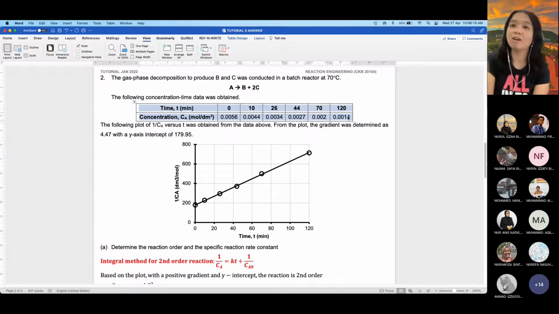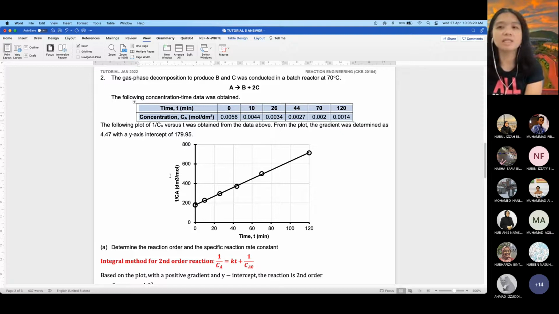So for sure it is not the half-life method. Definitely it is either the differential or the integral method. Okay, so next, it says the following plot of 1 per CA versus time was obtained from the data above.